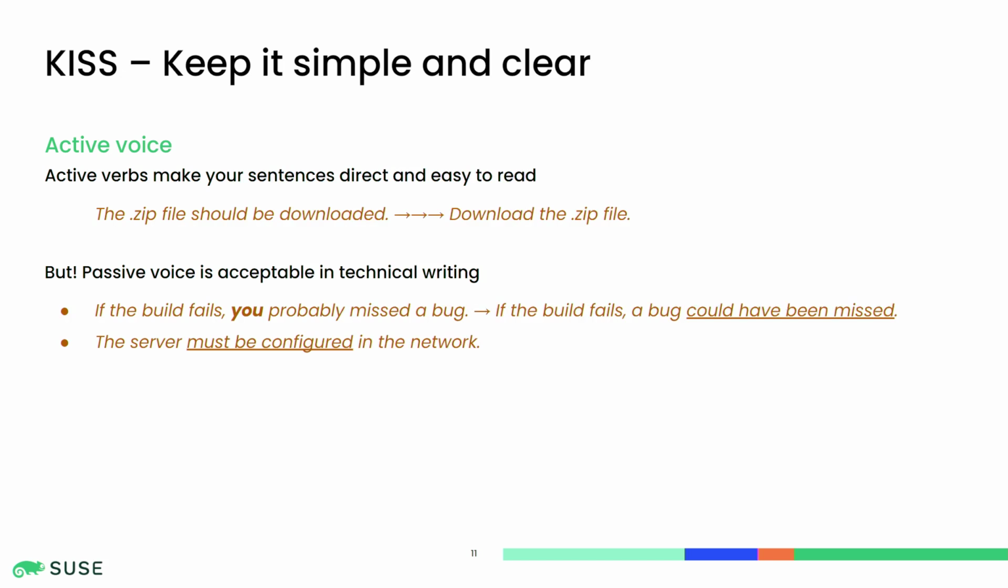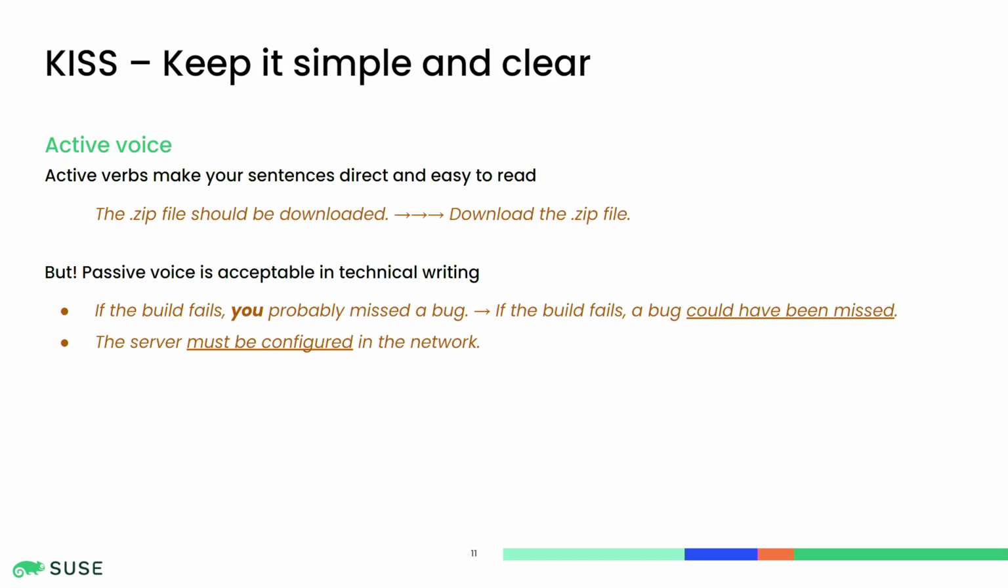But there is also a reservation that needs to be made here, and this is one of the peculiarities of technical writing, probably, that passive voice can also be used in technical documentation, and there are two use cases for this. First is when we deal with some error messaging or troubleshooting. So if we use the active voice, like here, if the build fails, you probably missed a bug. Sounds like you're blaming the user for it. And in this case, it's much more appropriate to use the passive. If the build fails, a bug could have been missed, and it's more lenient, it's not accusing anyone.